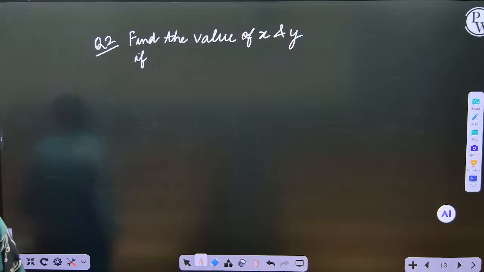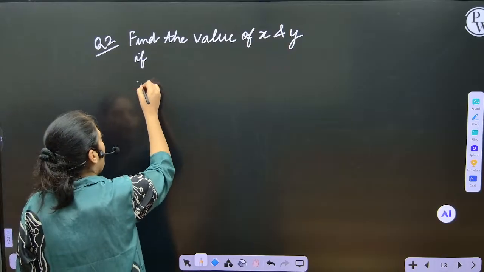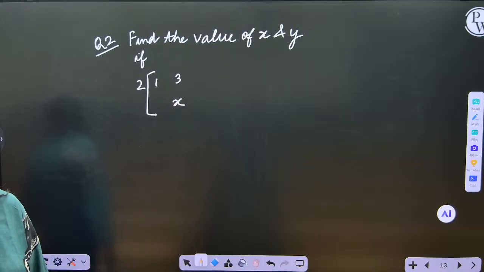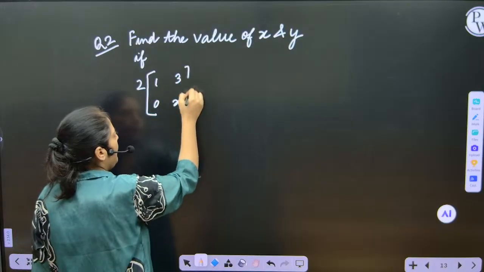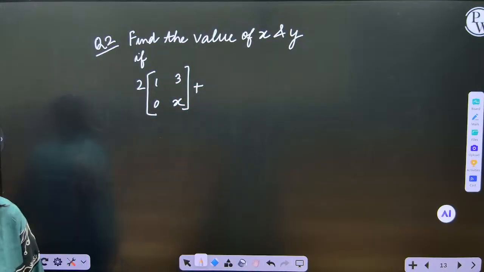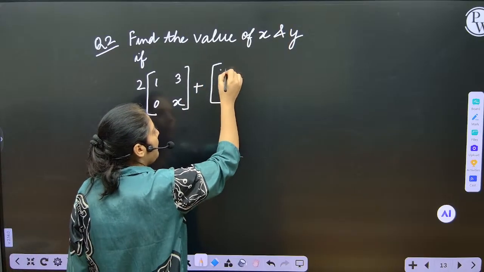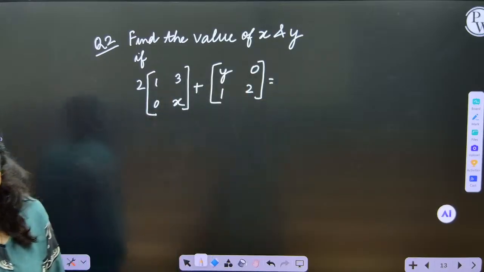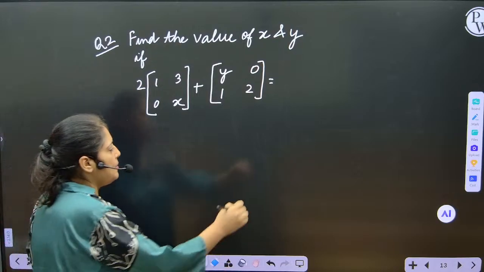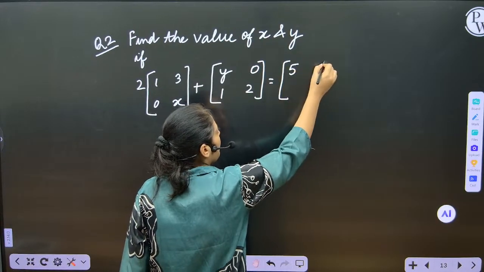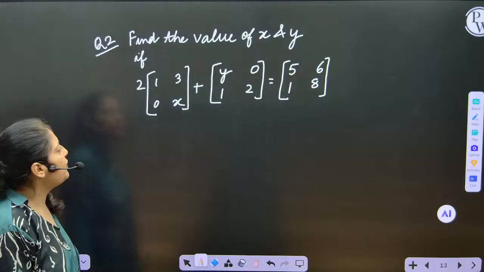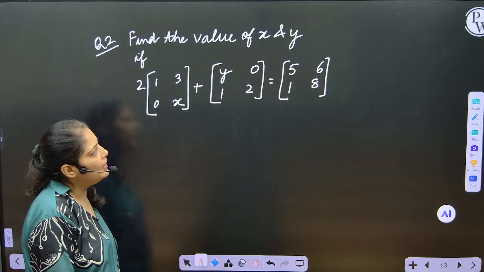The question is 2 into matrix 1 3, 0 x, plus y 0 1 2, equals to 5 6 1 8. All right, so we have to find the value of x and we have to find the value of y also.